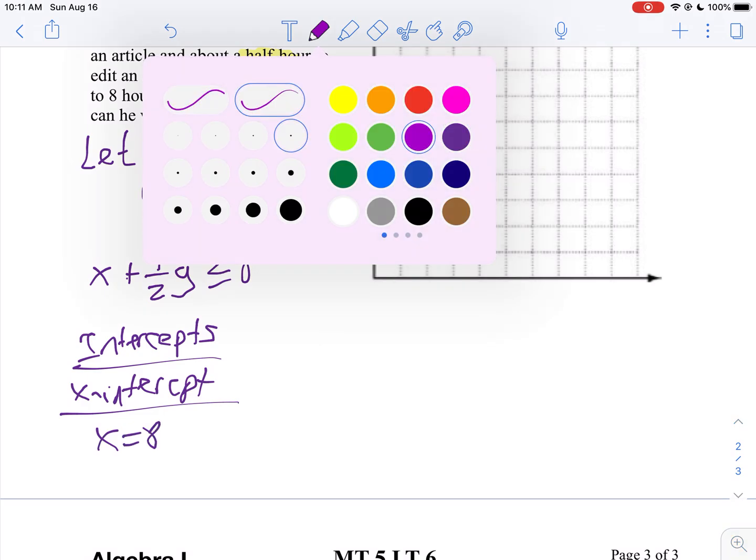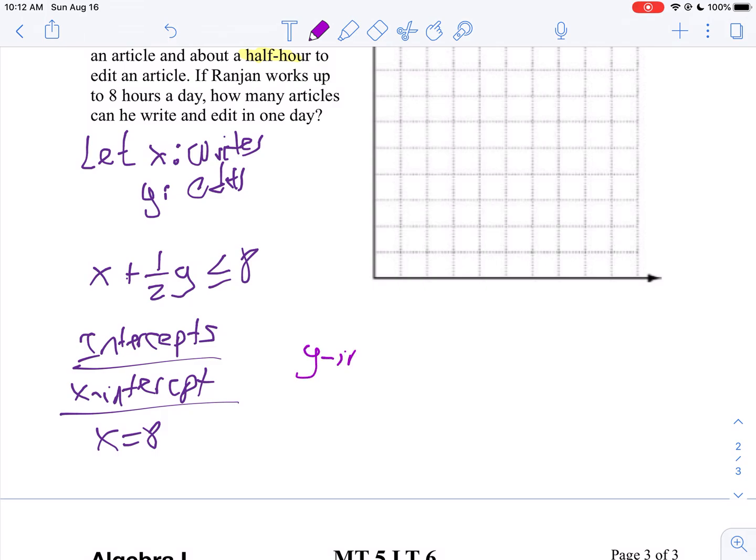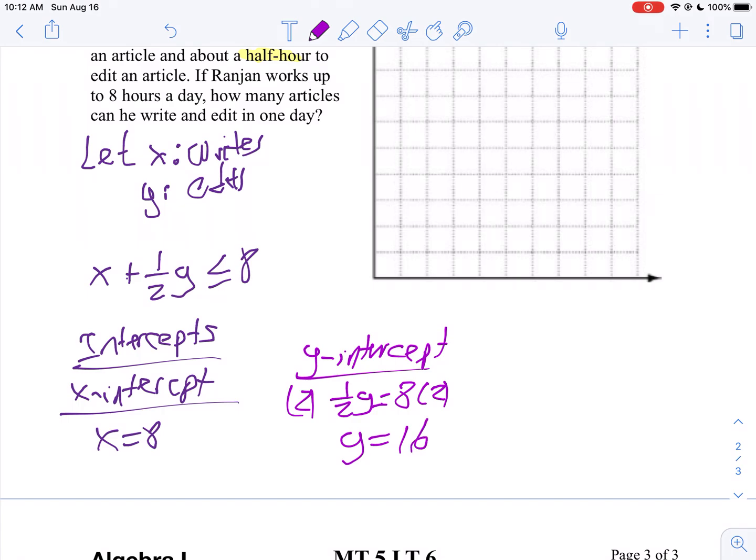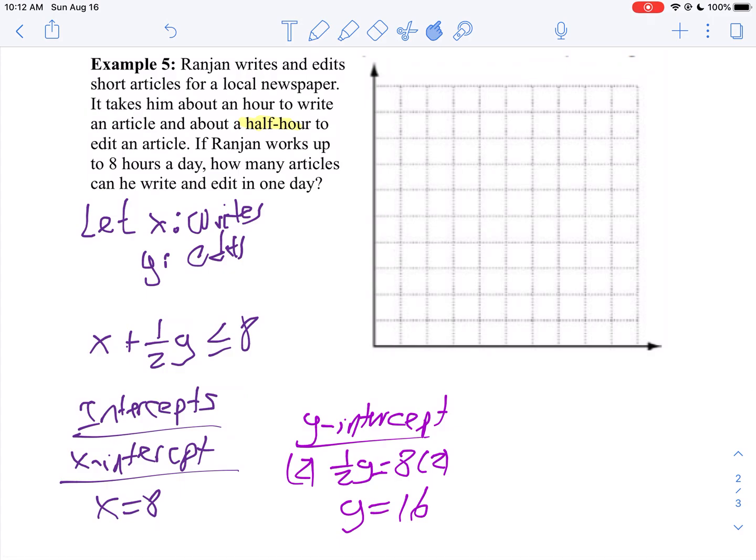For our y-intercept, we're going to make x 0. So we have 1/2 y equals 8. Or multiply both sides by 2. Y equals 16. So we're going to graph on my x-axis. That will be the articles he writes. I'm going to go over 8. 1, 2, 3, 4, 5, 6, 7, 8. On your y-axis, we need to go up to 16.